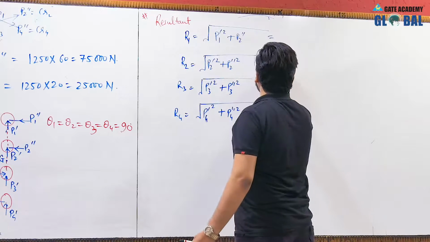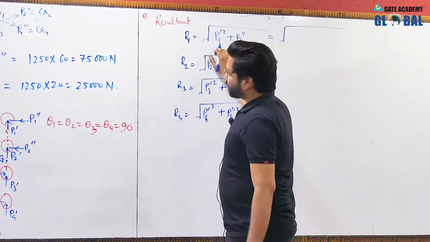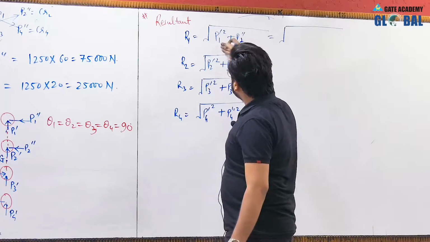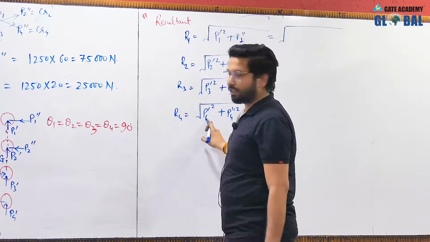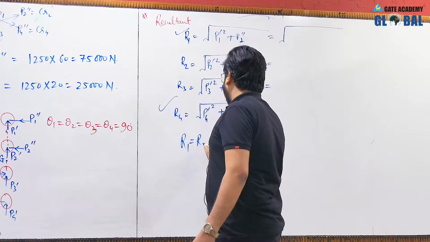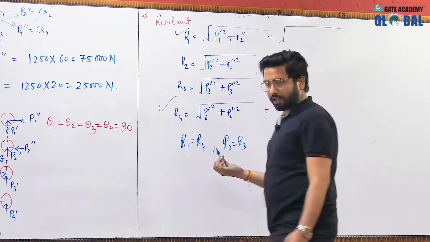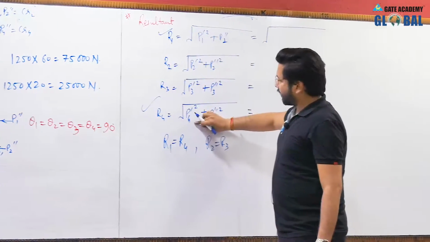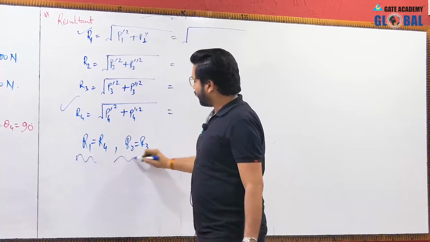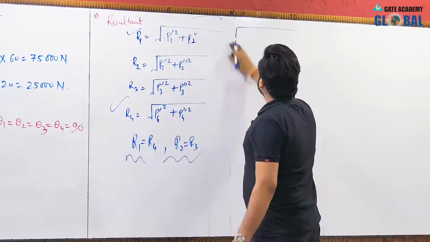Now let us put all the values. P1 double dash and P4 double dash are the same, and P1 dash, P2 dash, P3 dash, P4 dash are the same. So R1 and R4 will be the same, and R2 and R3 will be the same. Clear? These two are the same, and these two are the same. So definitely this will follow. So just calculate R1.